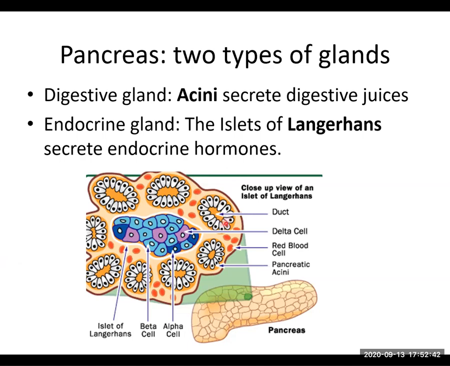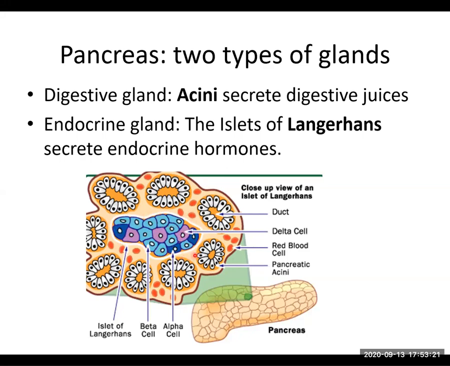So these acini are part of the digestive system. In addition to these acini, we also have this group of cells called islets of Langerhans. These cells do not lead into ducts and deliver hormone to a designated location. They produce hormone and diffuse it into the blood, and then it affects the entire body. So this is part of the endocrine system that we are going to talk about today.